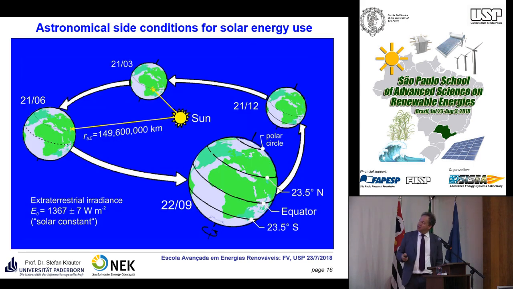So this was about the spectrum. We talked also about the distance and the irradiance. Additionally, we have another effect. The Earth is turning around the sun, but the axis of the Earth's own rotation and the axis of the rotation around the sun are not in parallel.